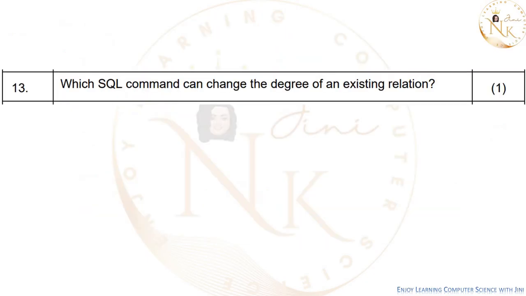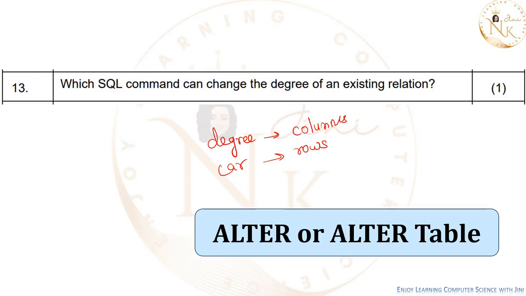The next question, 13. Which SQL command can change the degree of an existing relation? What is degree? Degree is the number of columns. Cardinality is the number of rows. So how do you change the degree of an existing relation? The number of columns should be changed. How will you do it? Using alter. The alter command is used to add or remove a column. So the degree of a table can be changed using alter or alter table.